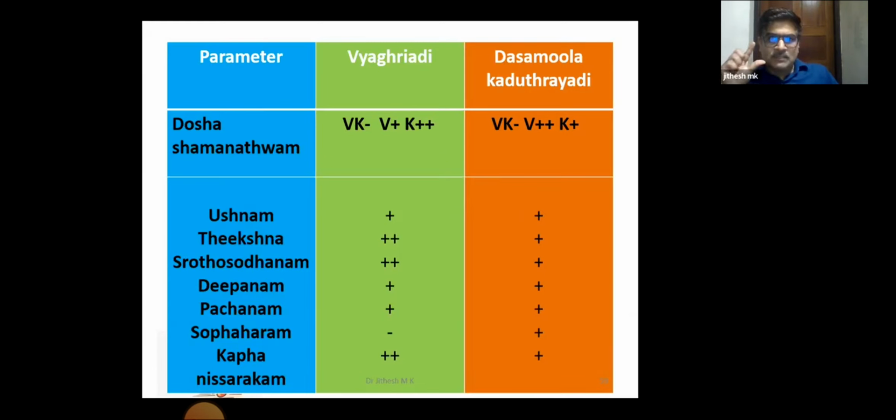Tikshna properties are more with Vyagriyadi. Srodoshodhana is more with Vyagriyadi. Deepana Pachana, both are more similar. Shobharatva, again, as I explained, Dasamulagatraya is more Shobhara and Vyagriyadi doesn't have Shobhara property. Comparing to Dasamulagatraya, Vyagriyadi has more Kaphanisaragatva, that is expectorant properties. This is how we can compare both the Shobharas.